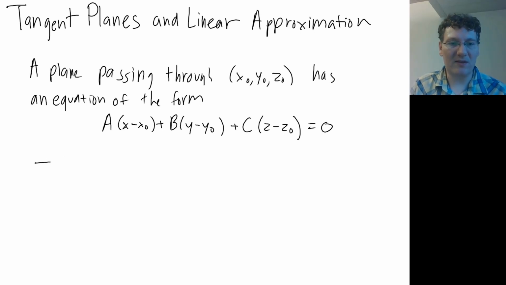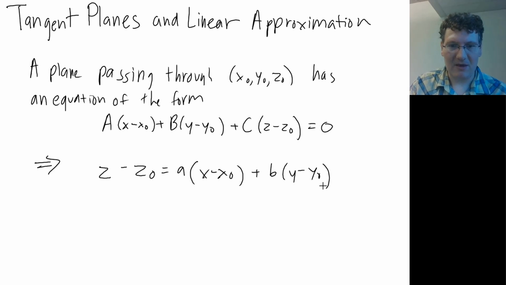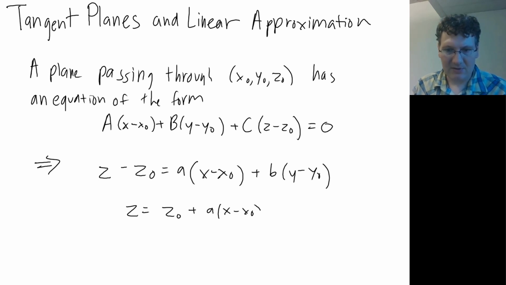So we can rewrite this as z minus z0 equals a times x minus x0 plus b times y minus y0. Actually, what I should have said is if we were to divide that previous equation by negative capital C, then little a would be capital A over negative C, and so forth. But anyway, just to show you, you can rewrite the equation like this. In fact, you could even write z equals z sub 0 plus a times x minus x sub 0 plus b times y minus y sub 0.